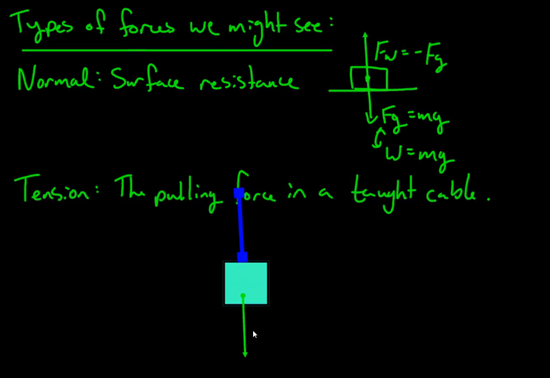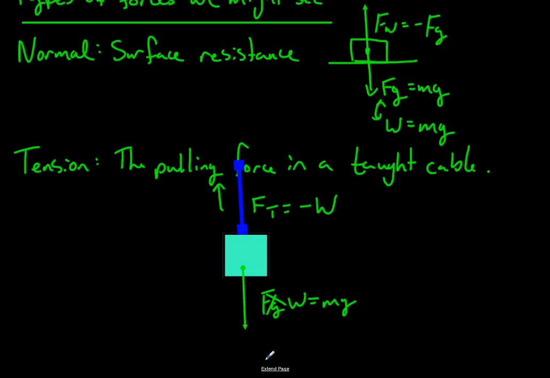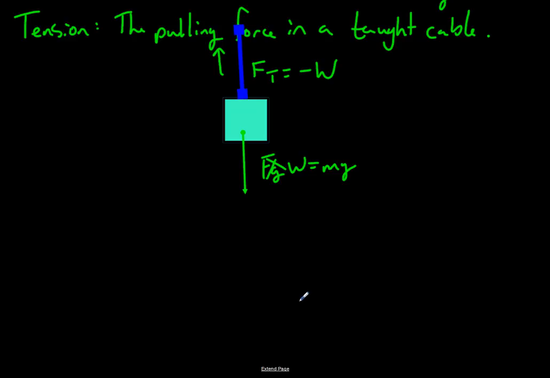So there's our rope. This object's hanging from a rope. We have Fg aiming down. I should start calling this weight; that's what IB does. What we would have is an upward equal and opposite force in the rope here, and Ft would be equal to the opposite of weight. So that's a tension force. It's a pulling force in a taut cable. What causes that? Again, that's an electrostatic force.